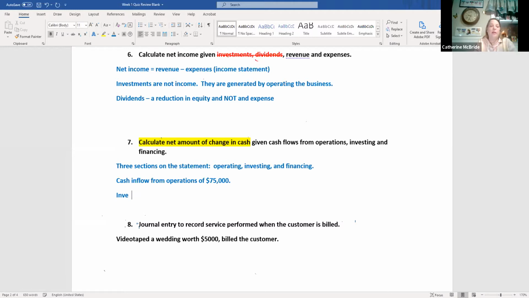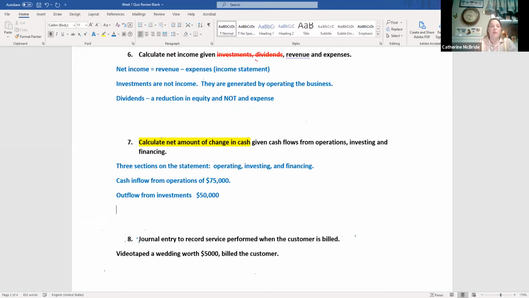And let's say that we lost money in our investments. So we spent on investments $50,000 because we were feeling really good about the $75,000. And then we had an inflow from financing because we took out a revolving line of credit. I'll just say 60,000.